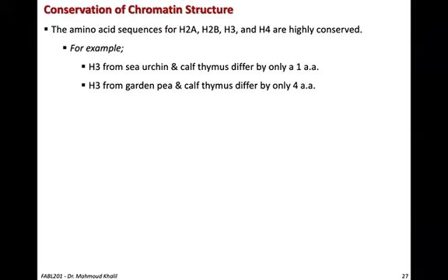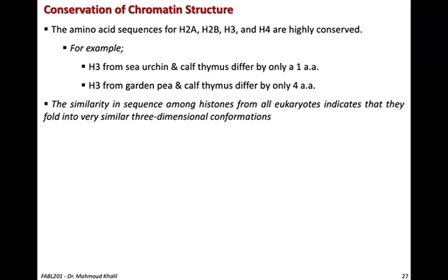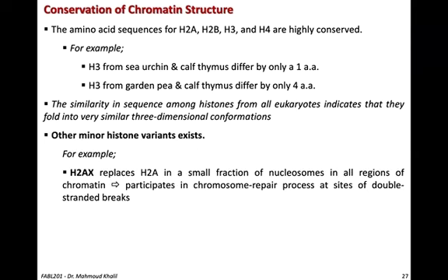These histones sometimes have variation. So you can see that histone 3 of sea urchin and calf thymus differ by only one amino acid, while that of the pea and calf thymus differ by only 4 amino acids. So you can see that there is not a lot of major difference between histones through the animal kingdom. And of course, histones are proteins. The similarity in sequence among histones from all eukaryotes indicates that they are very similar in their 3D conformations. So only minor histone variants exist.